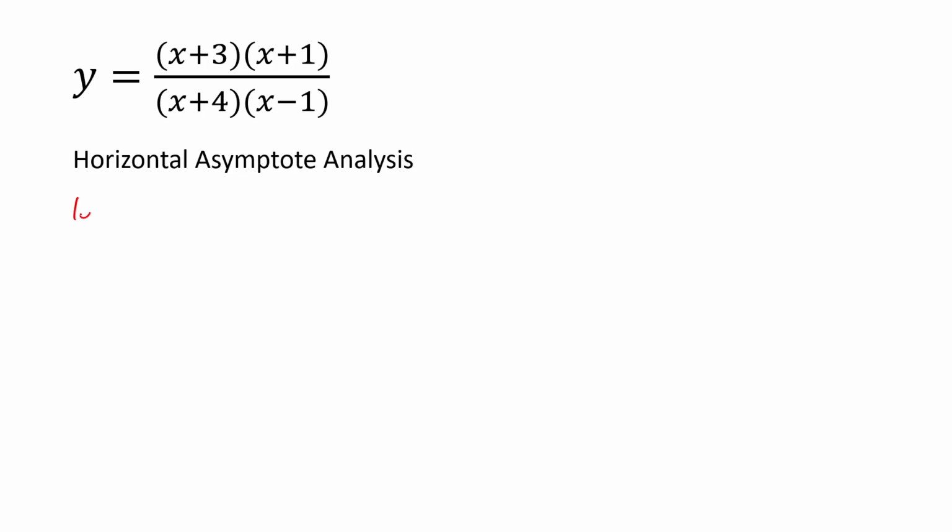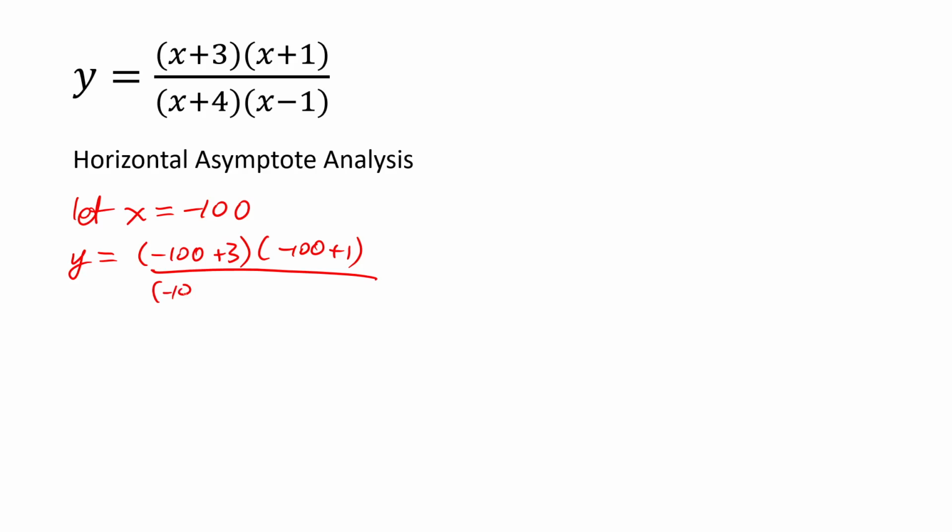To do that, we can let x equal negative 100 and find out what y equals. If I let x equal negative 100, y is going to be (-100 + 3)(-100 + 1) all over (-100 + 4)(-100 - 1). That equals 9,603 over 9,696. That's slightly less than 1.